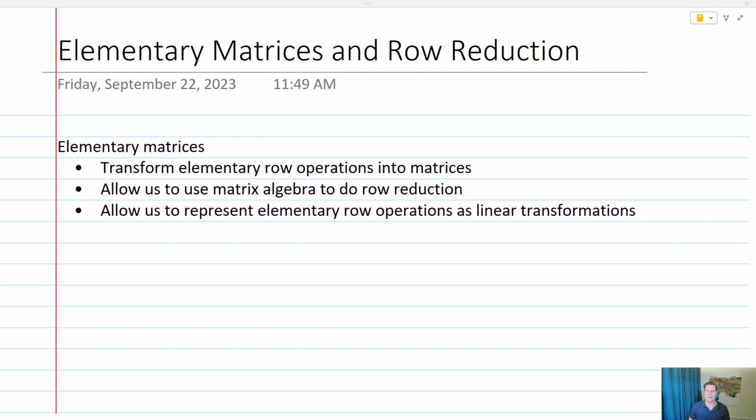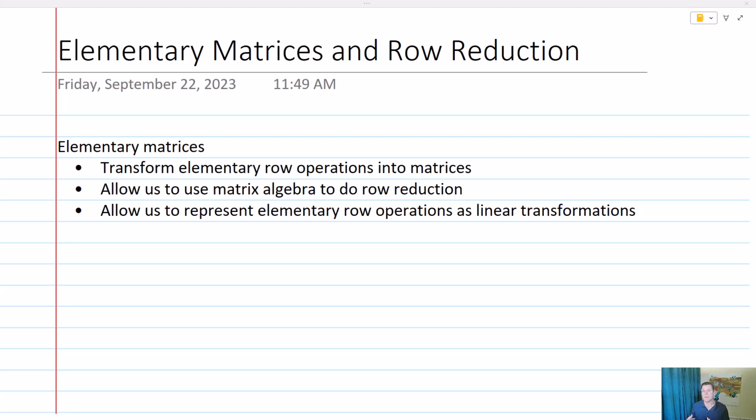So what we're going to be looking at here today is elementary matrices and row reductions. We'll talk a bit about what elementary matrices are, but essentially what they do is they transform elementary row operations into matrices. They're going to allow us to use matrix algebra to do row reduction.